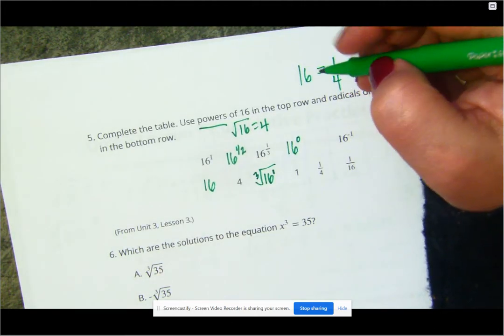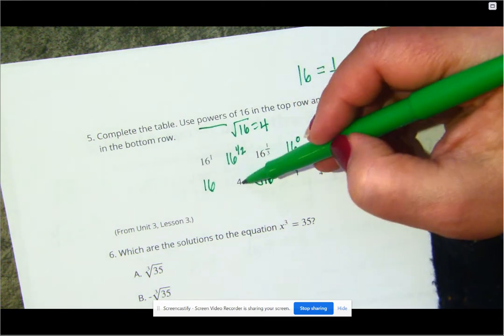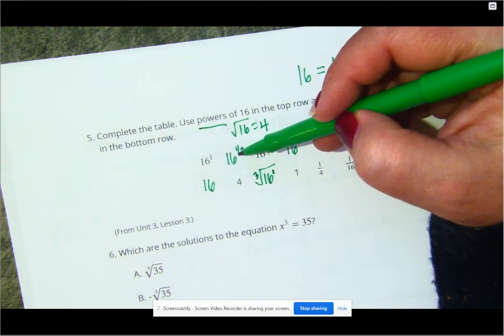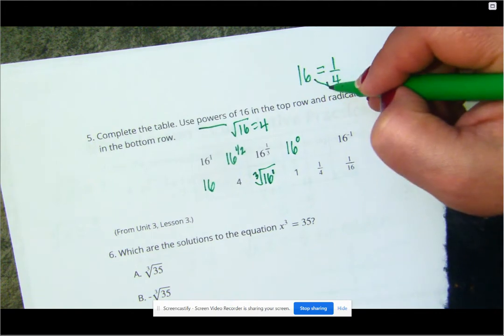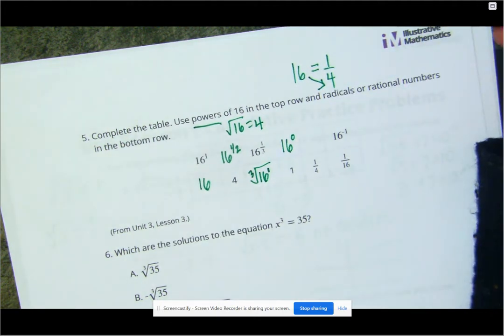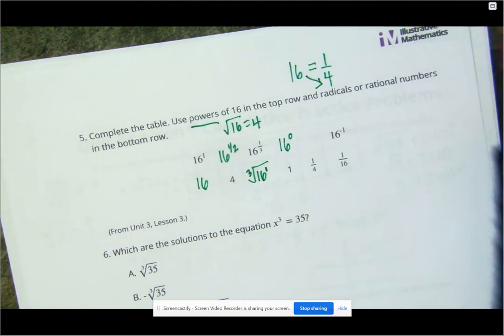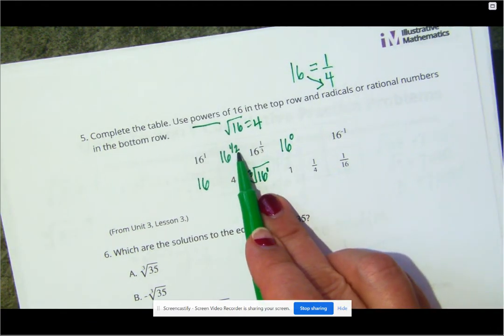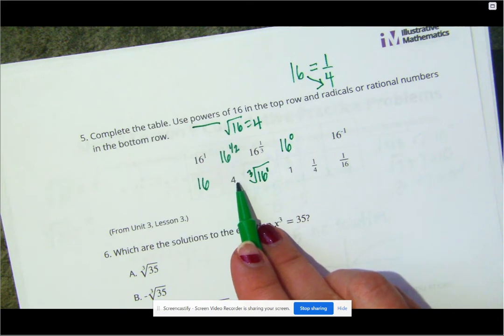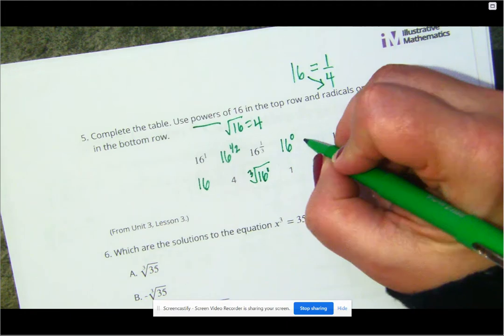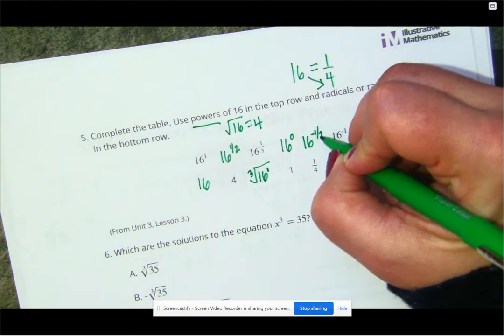Well, just like this one, we know 4 is the square root of 16, but this time the 4 is on the bottom. Well, how do you get the reciprocal? You make the power negative. So it's going to be this answer right here, except I want that 4 on the bottom instead of 4 over 1. I want 1 over 4. So it's this answer, but it's negative. 16 to the negative 1/2.